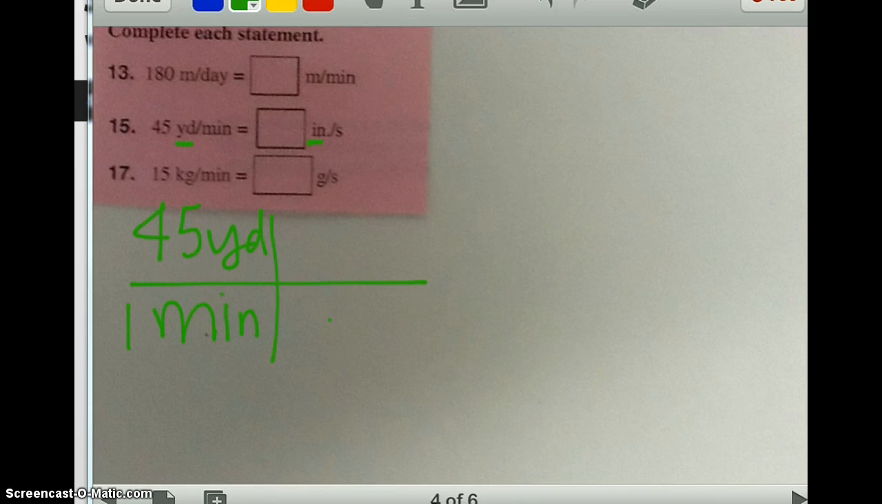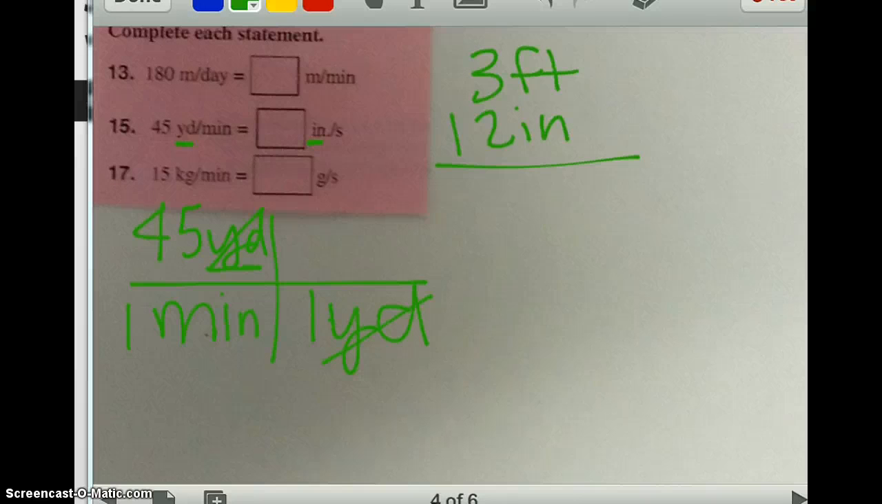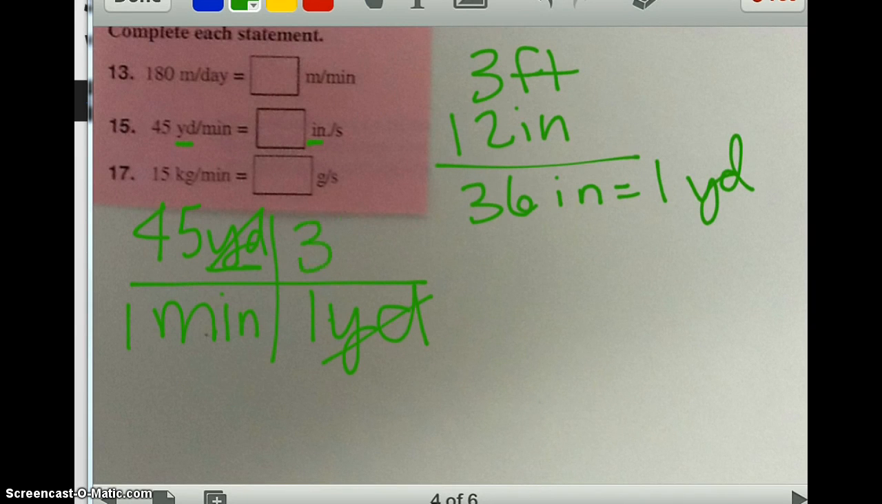So right down here, see how I've got yards up here? I'm going to put 1 yard down here so that my yards cancel out. And then I want to think, okay, how many inches are in a yard? Well, gosh, I don't know again. But I know that there's 3 feet in a yard, and there's 12 inches in a foot. So there must be 36 inches in 1 yard. So I'm going to write that up here. The 1 yard equals 36 inches.